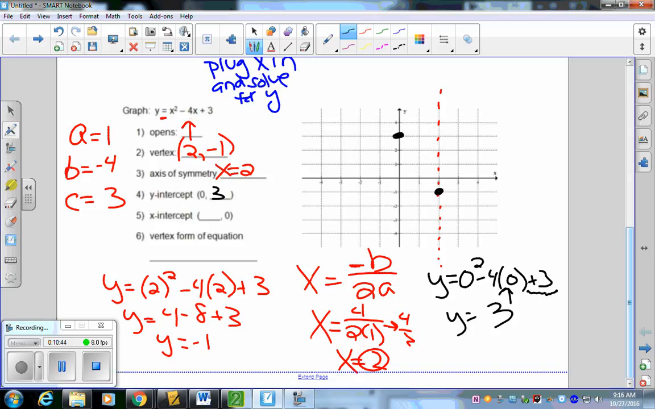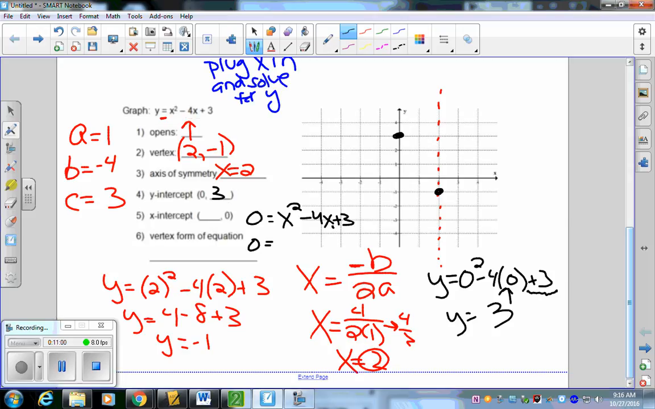All right, my x-intercept. Okay, we're going to have to do a little bit of work here. So we're plugging 0 in for y. I'm going to kind of do it on the graph over here. And then we are solving for x. All right, well, this isn't too crazy. This is just a quadratic, so we're just solving that.